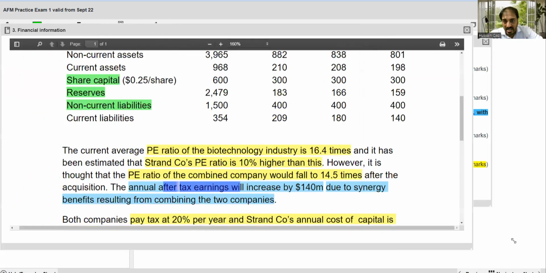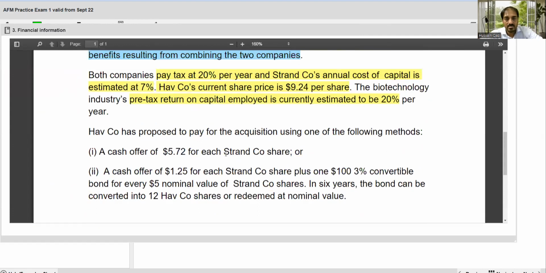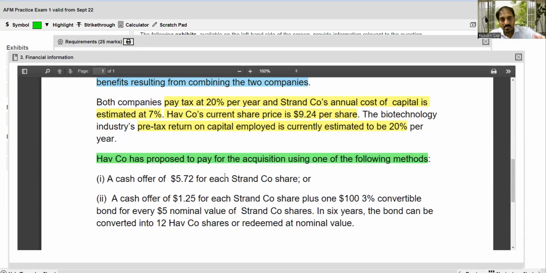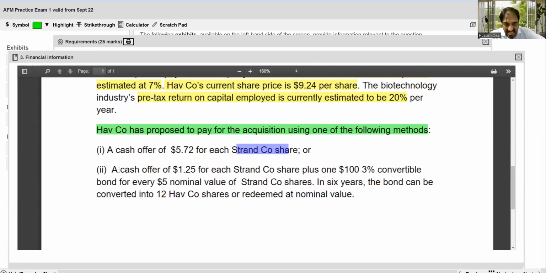So here is the detail about the question. Have Company proposed to pay the acquisition using one of the following methods? Cash offer of 5.72 for each Strand Company share. Or a cash offer of 1.25 for each Strand Company share plus $100 3% convertible bonds for every $5 nominal value of Strand Company shares. In 6 years' time, the bonds can be converted into Have Company shares or redeemed at nominal value.